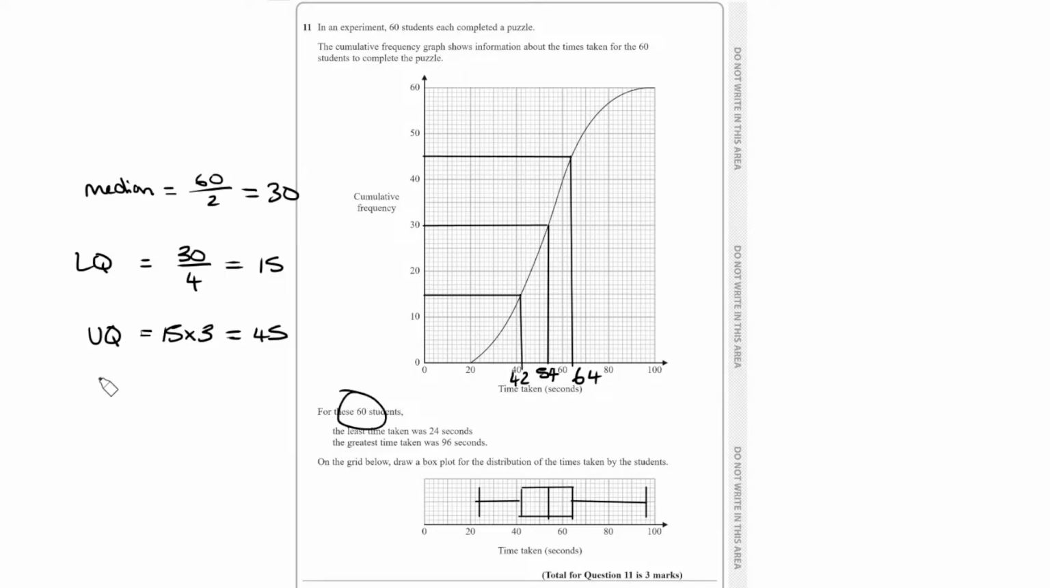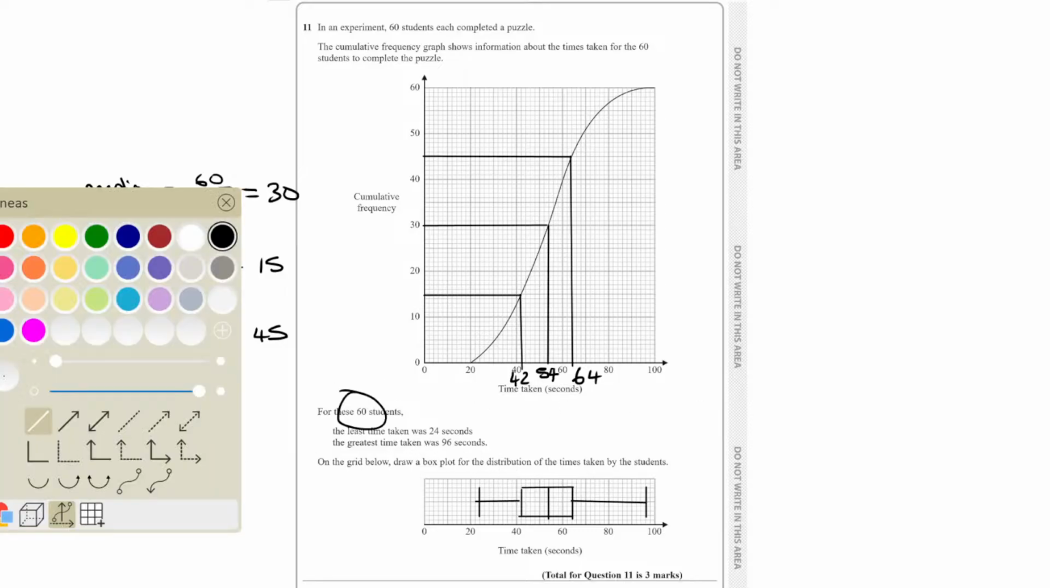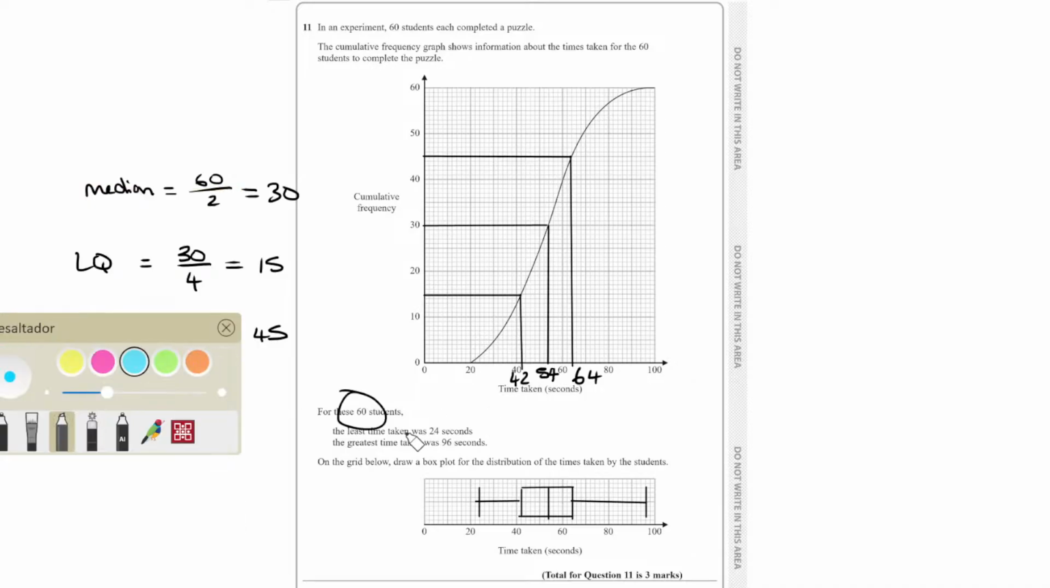No, the lowest you have to take from what they've told you. Because if it was from the graph, then they wouldn't tell you, would they? You have to take it from here.